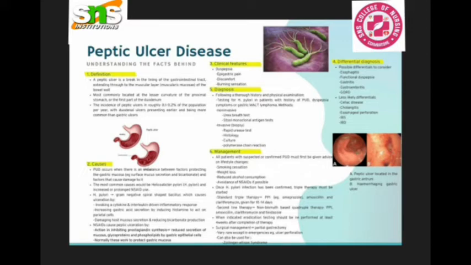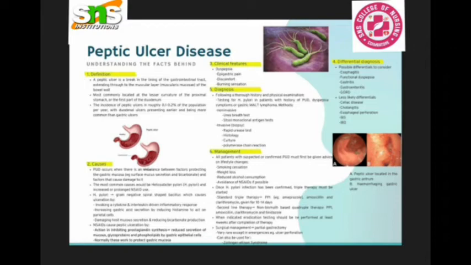What are the clinical features? What are the symptoms we can identify? Difficulty in swallowing, discomfort, epigastric pain, and a burning sensation. Now the diagnosis: endoscopy can be done, and other diagnostic methods are also used.